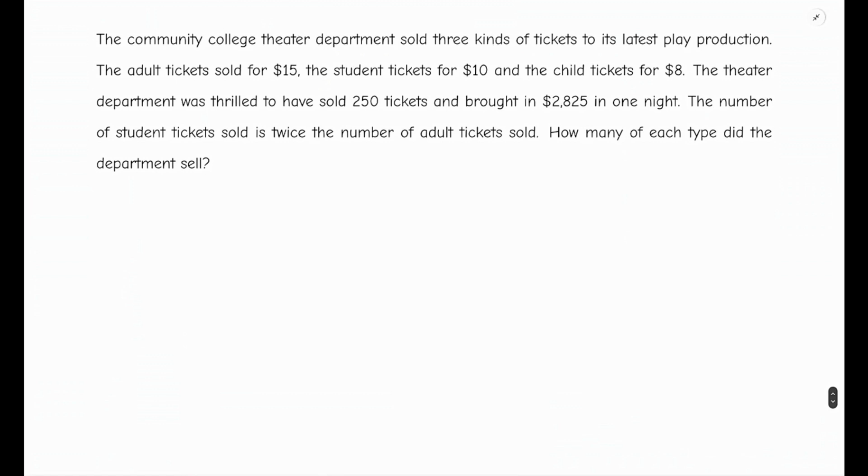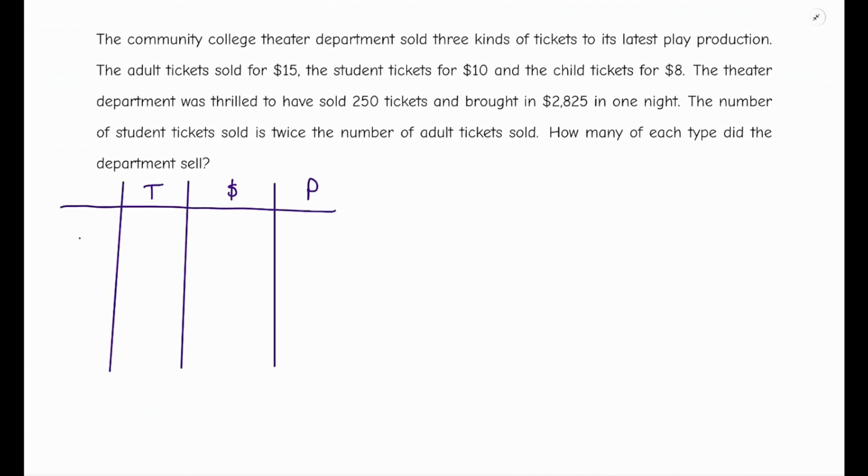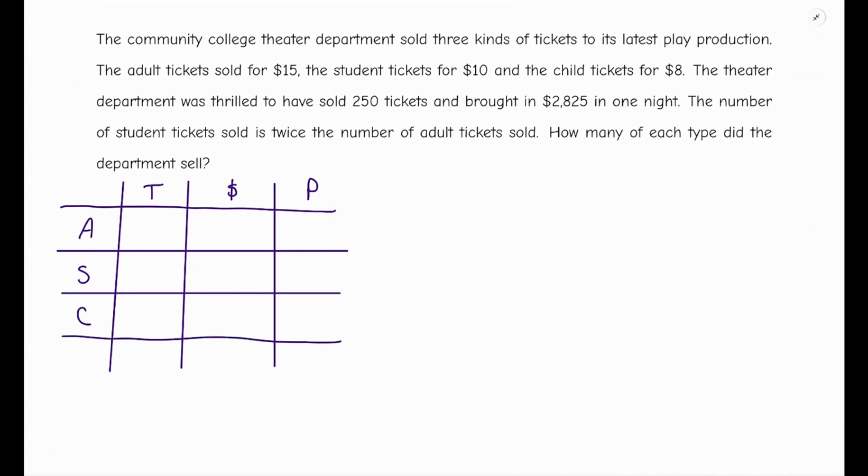So I'm going to set up a table here. We're going to have our total price, then we're going to have our price per ticket, and then we're going to have the number of people. That's what my columns will represent. Then we have adult, student, child, and we also have a total.